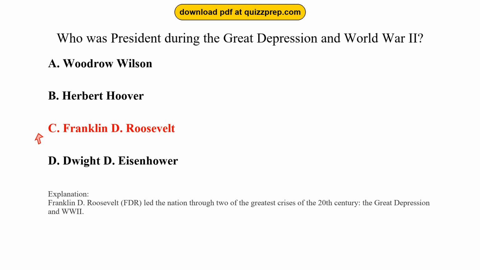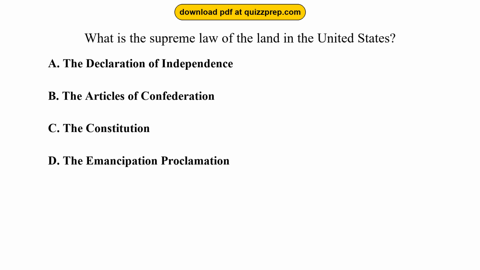Roosevelt, FDR, led the nation through two of the greatest crises of the 20th century, the Great Depression and World War II. Question 89. What is the supreme law of the land in the United States?